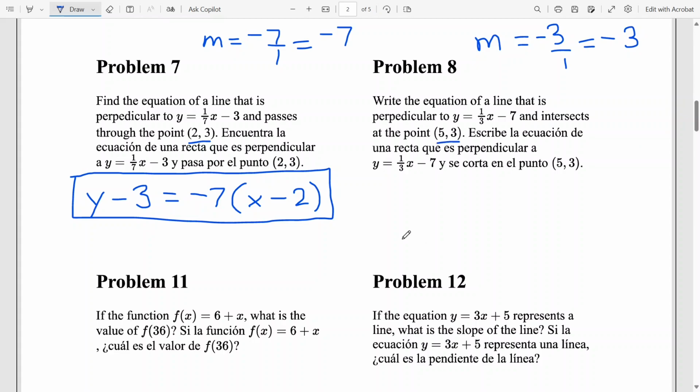And we've got the point. So we're going to say y minus the y value, y minus 3, equals -3 times x minus the x value, which is 5.